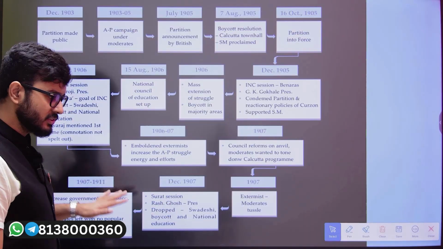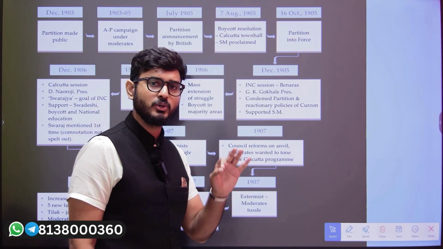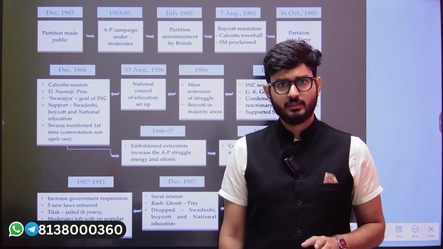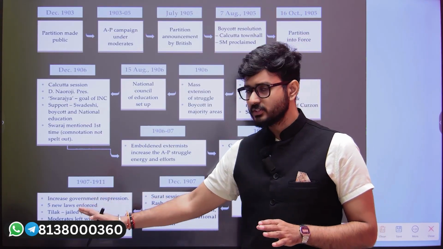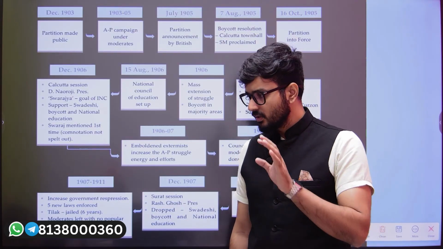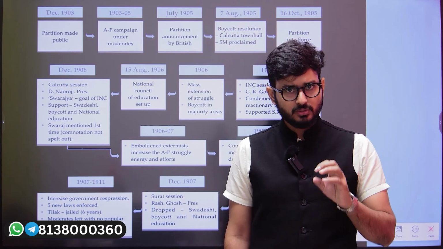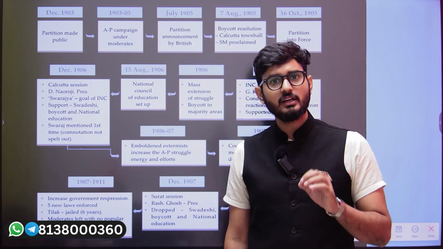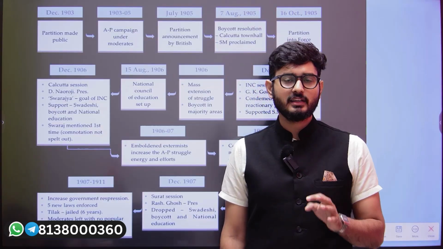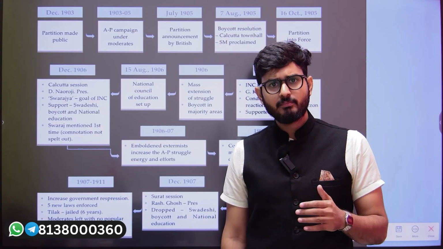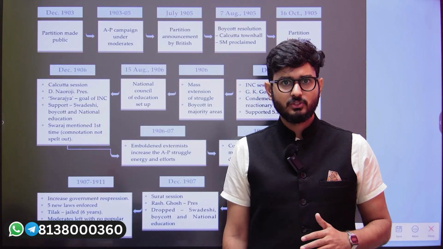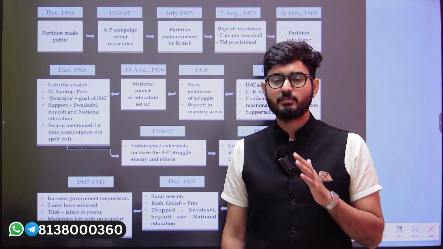the Britishers knew that the moderates would not be the spokesperson of the extremists, so they could easily suppress the extremists. So the Britishers increased the government suppression. They brought in 5 new laws to suppress the extremists, and they started arresting the leaders at a very massive level. For example, Bal Gangadhar Tilak was arrested and put in jail for 6 long years. So that was the level of arrests that happened at that point of time.